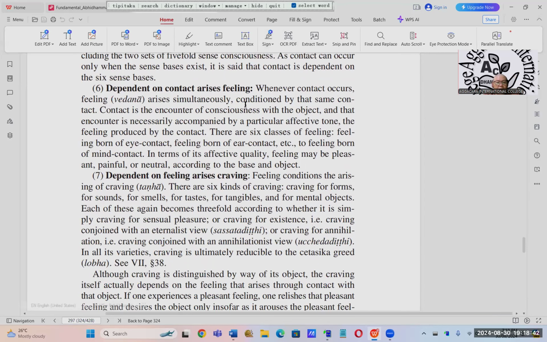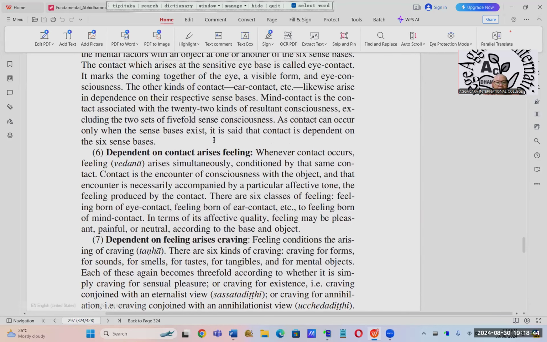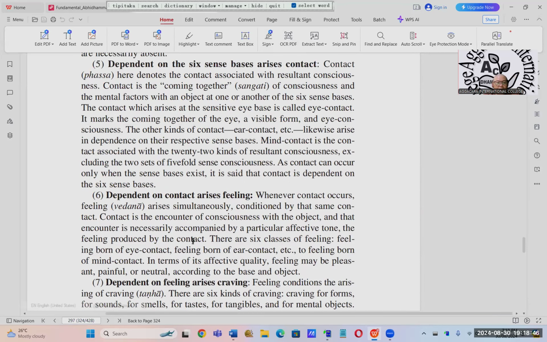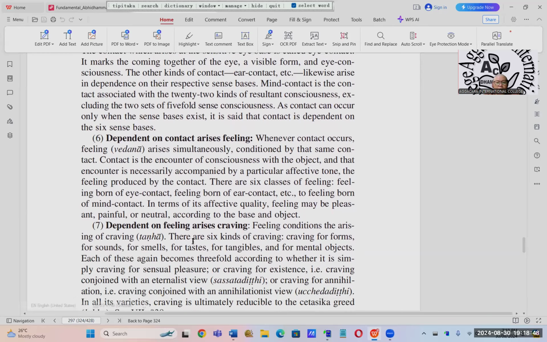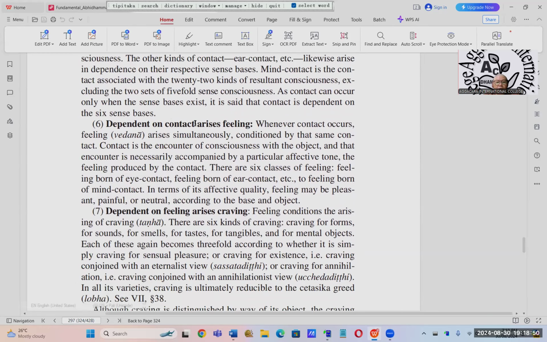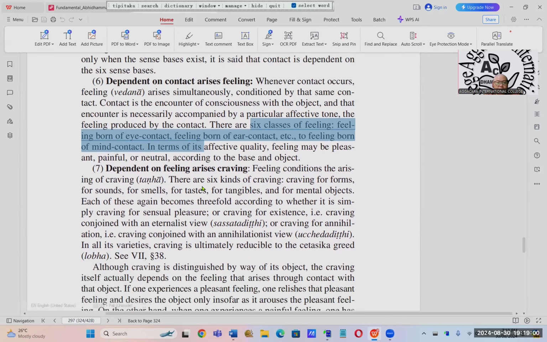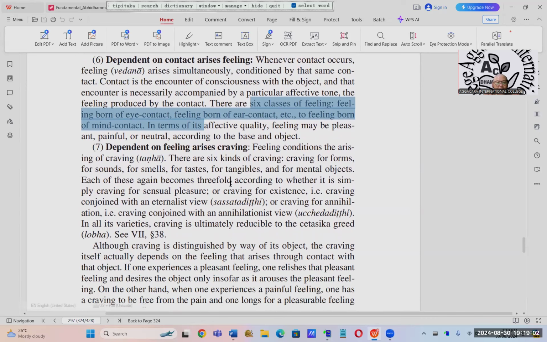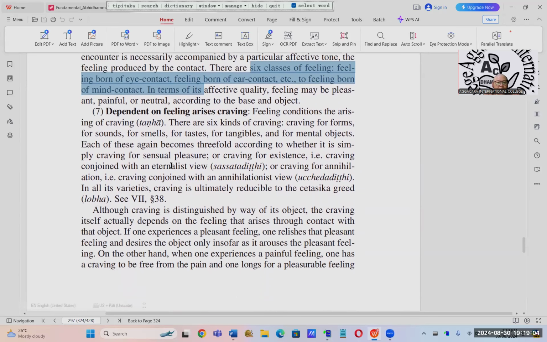So based on the 6 sense bases, you get contact. Based on contact, you get feeling. Even though contact and feeling arise at the same time, we say contact is predominant. So based on contact, then the feeling comes. Then there are 6 feelings, as just now. Now based on feeling, craving will arise. So it's the next one, number 7.